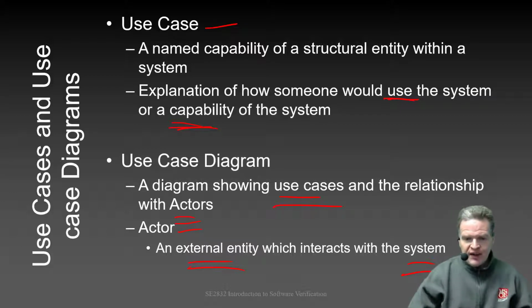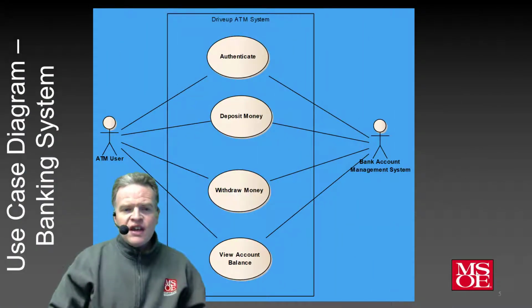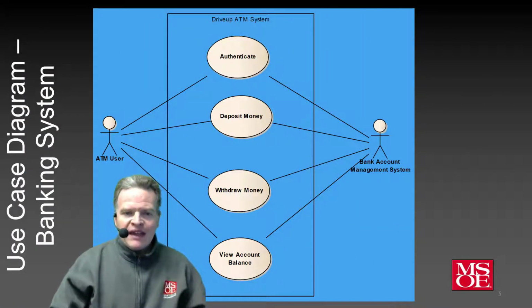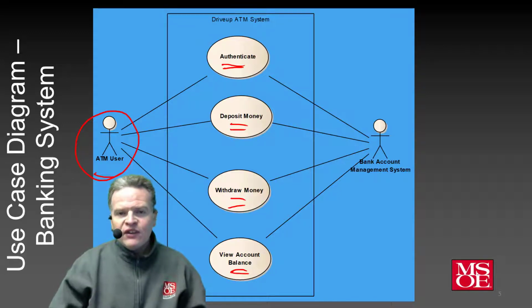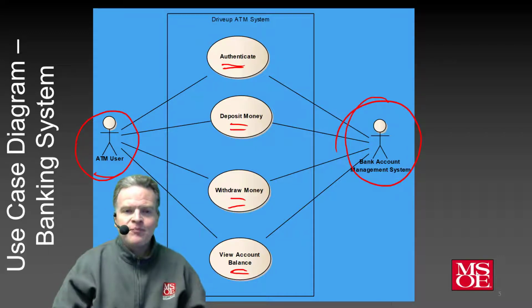Let's take a look at an example of this. Here we see a use case diagram for a banking system. Essentially, we have the ATM user. The user can authenticate, deposit money, withdraw money, or view account balances. These use cases interact with the bank account management system.